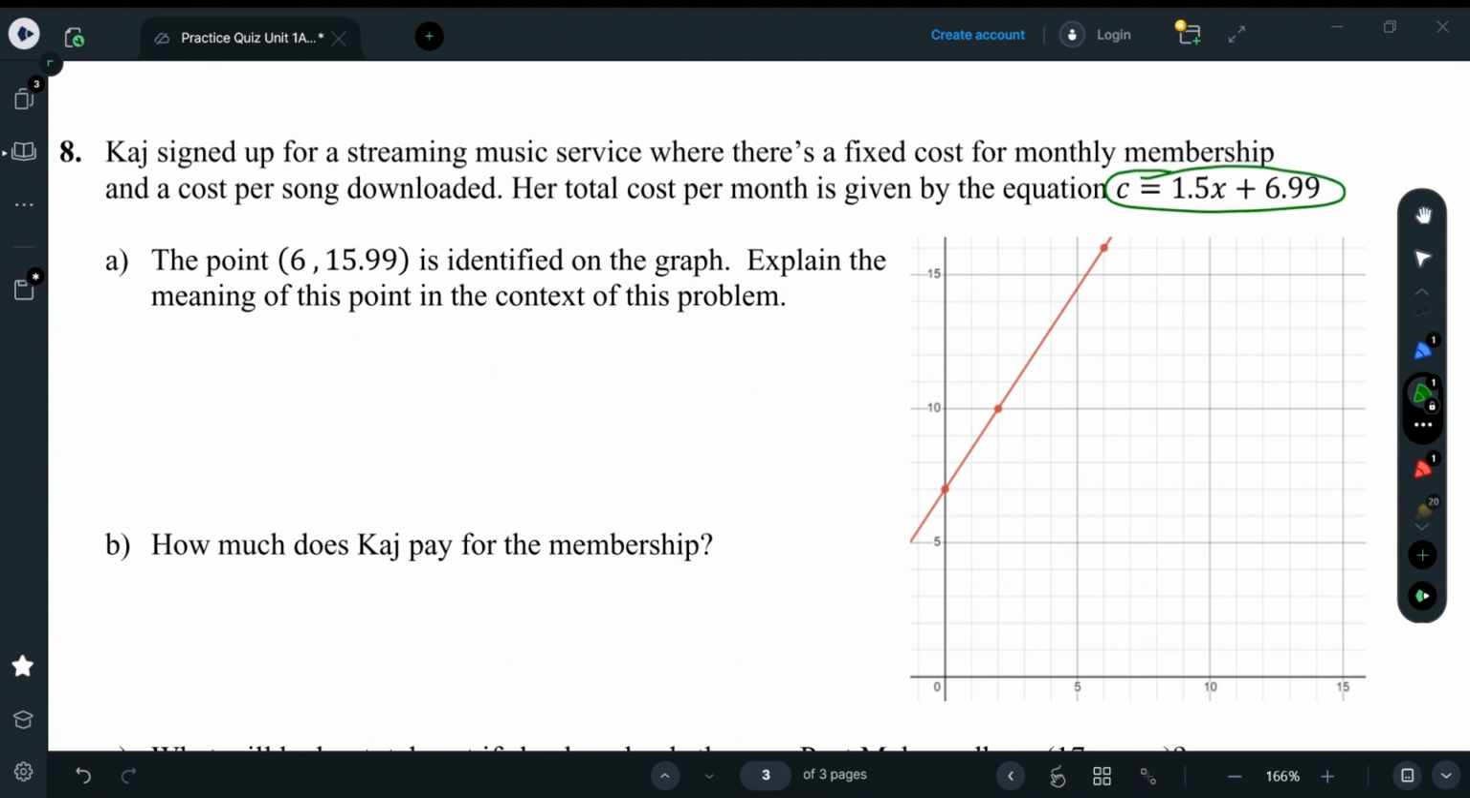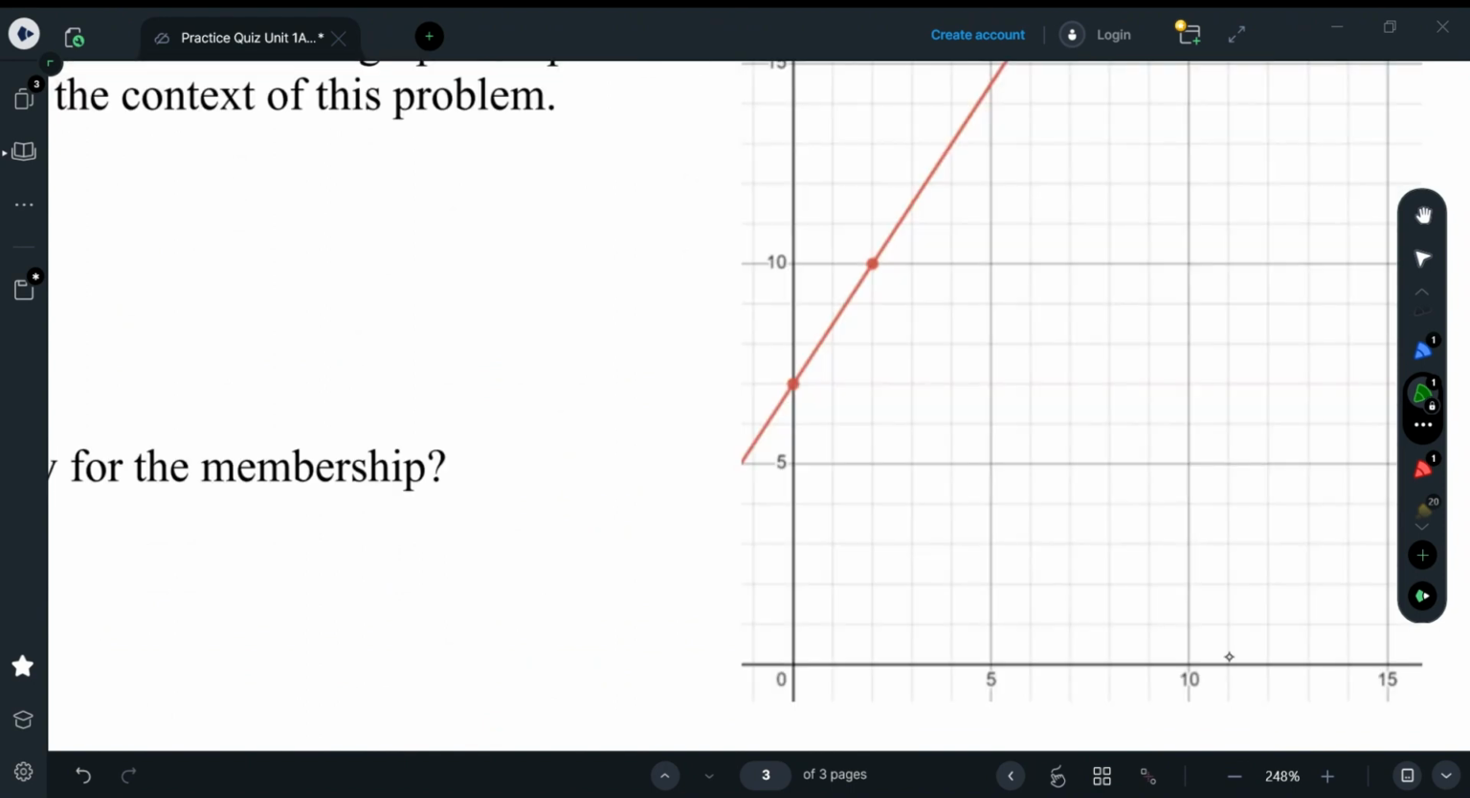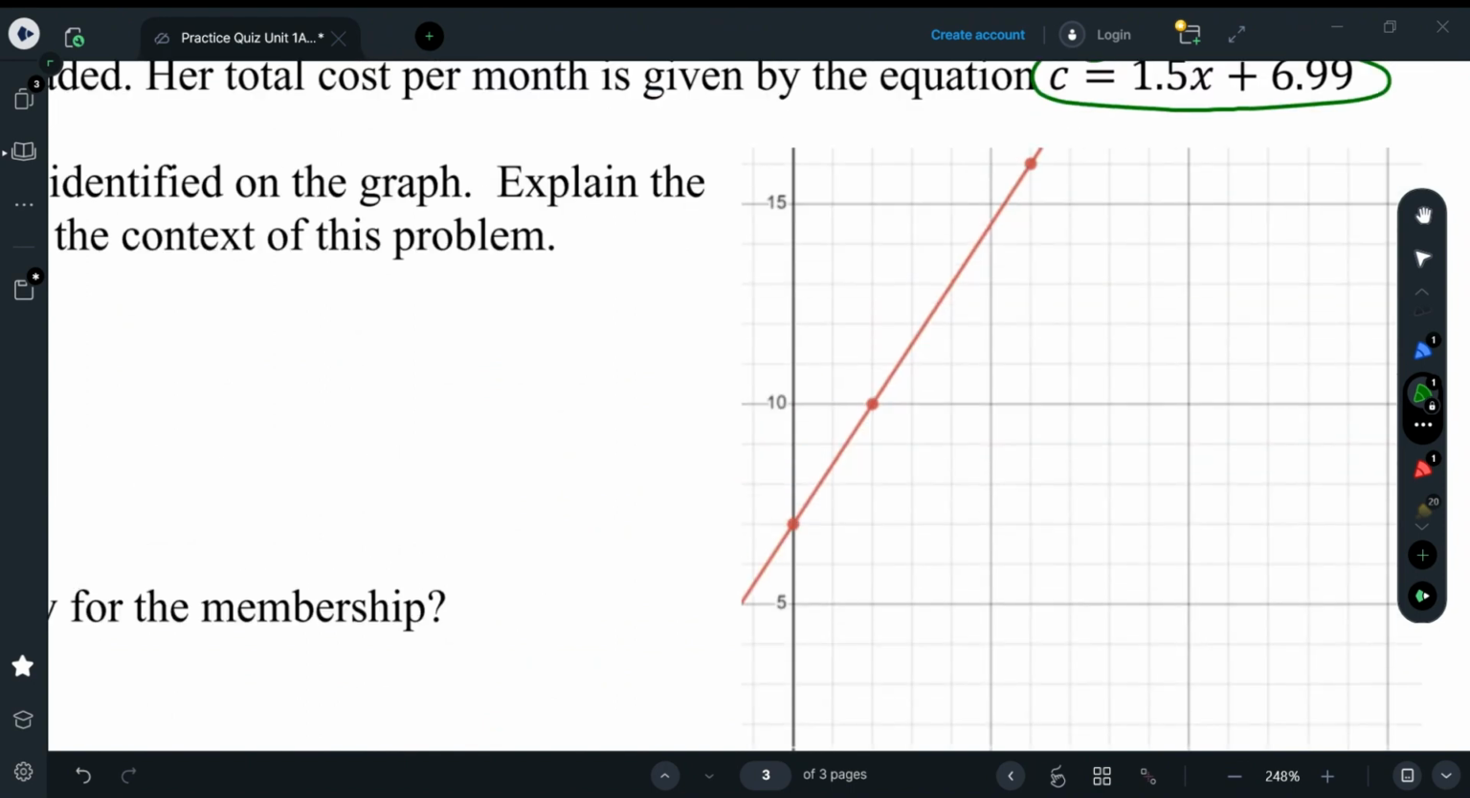All right, part A, the point 6, comma, 15.99 is identified on the graph. Explain the meaning of this point in the context of the problem. Okay, so it says the point's given on the graph, and indeed it is. Let's see, x value of 6. If we go straight up, here's the point.